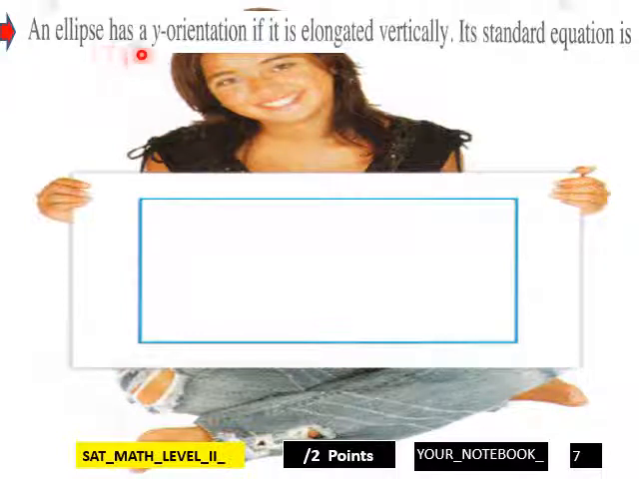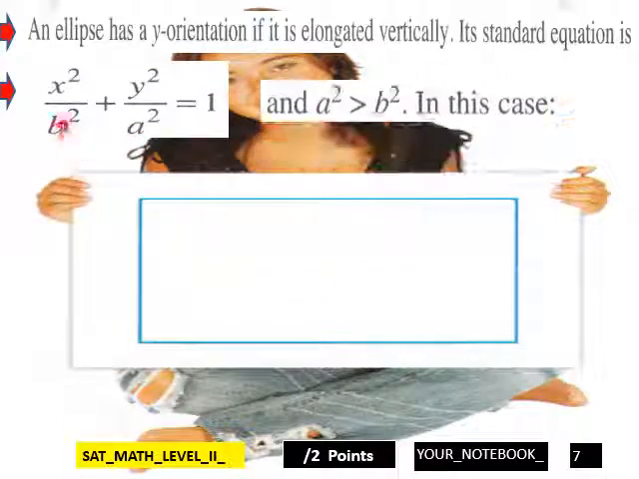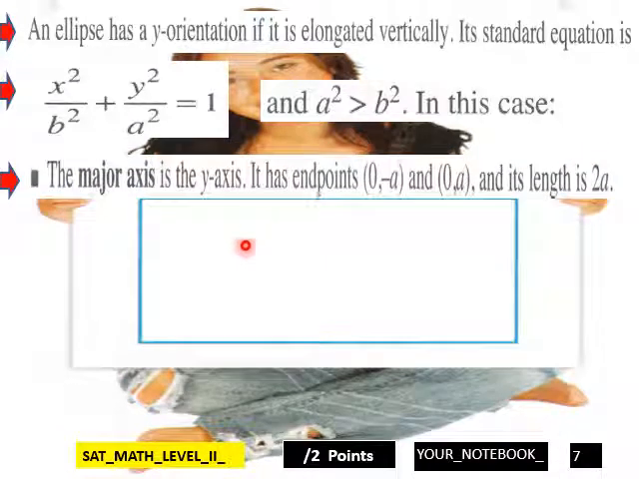An ellipse has a y orientation if it is elongated vertically. Its standard equation is x squared over b squared plus y squared over a squared. See, now our y squared is over our a squared, so now it is elongated vertically, and a squared is larger than b squared. In this case, the major axis is the y-axis.